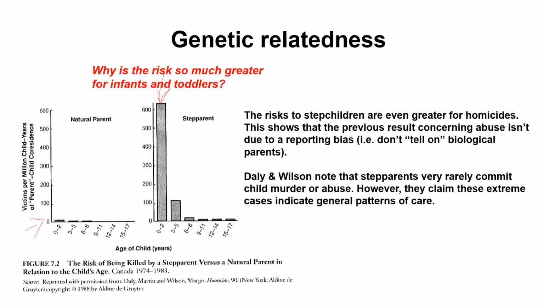But again, let's go back to this really big spike for infants and toddlers. Why is this the case? Why might you think this to be the case? We actually find this in many non-human species as well, because committing infanticide, when it's not punished, allows the female in the relationship to then have more children.